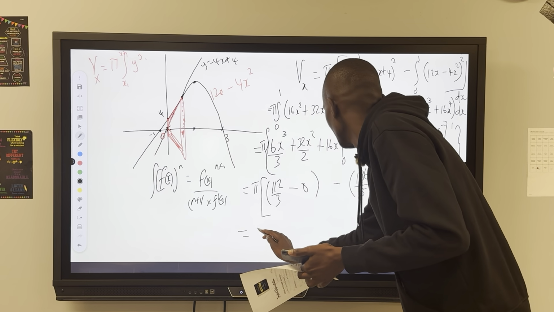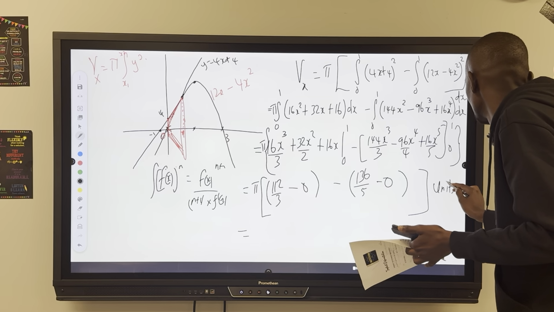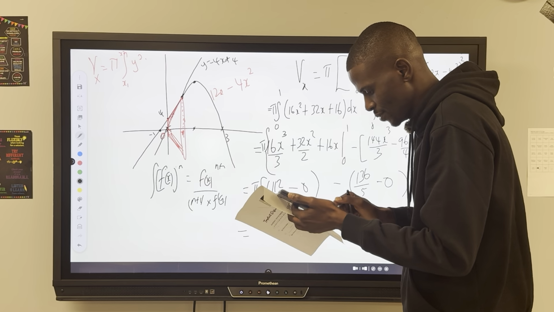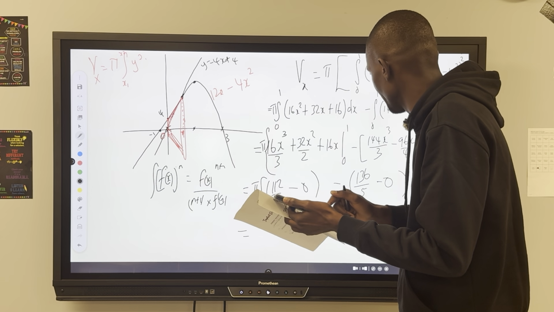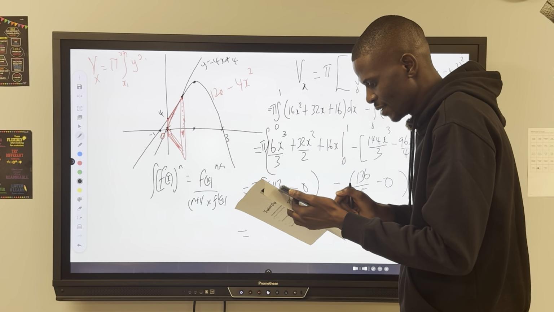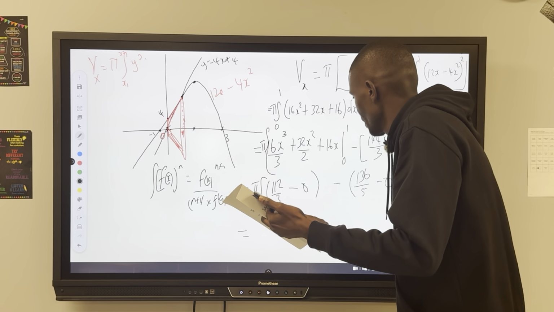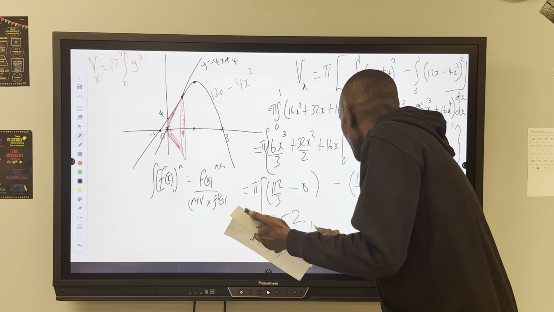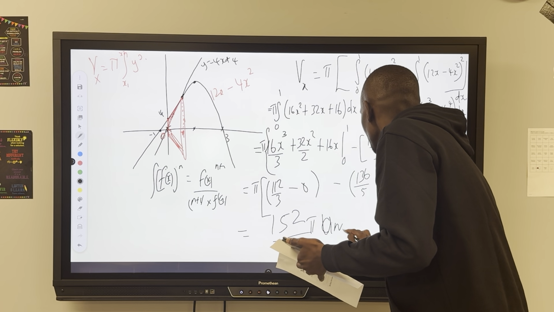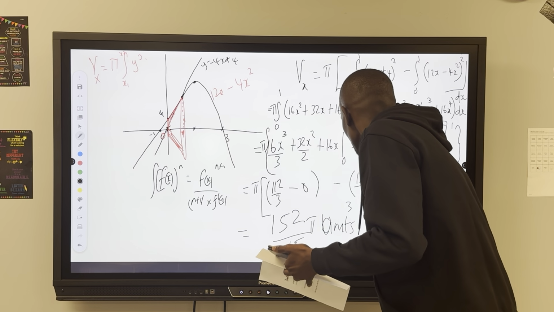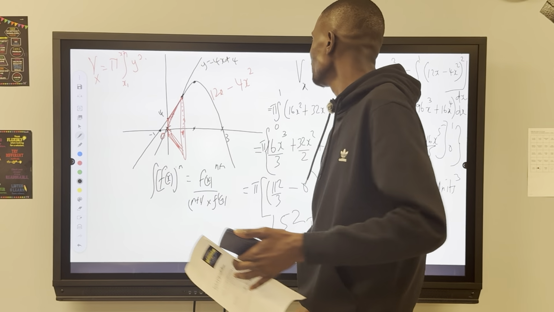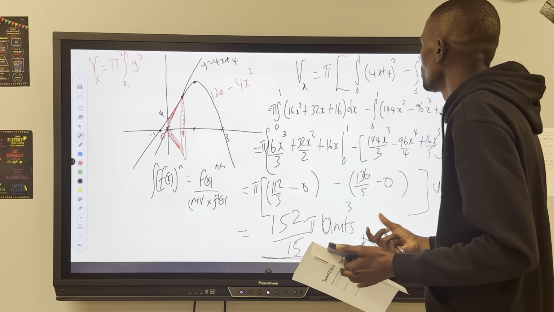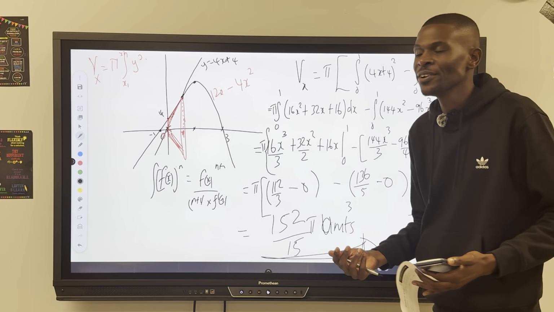And these are now units cubed. So when I say 112 over 3 subtracting 136 over 5, I'm getting 152 over 15 pi cubic units. So guys, we are done. This is how we find the volume. What is important is to pay attention to the limits and also to your integration as well, right?